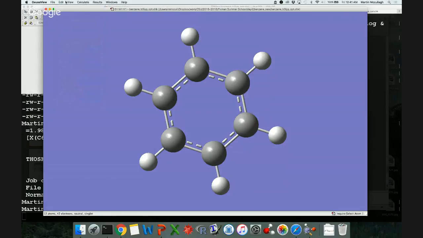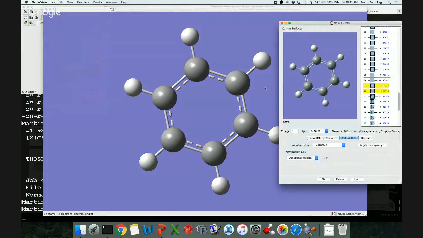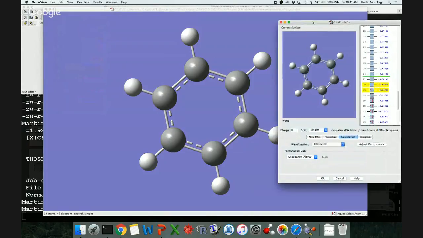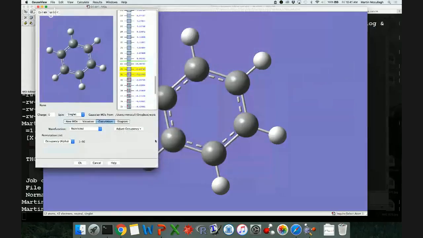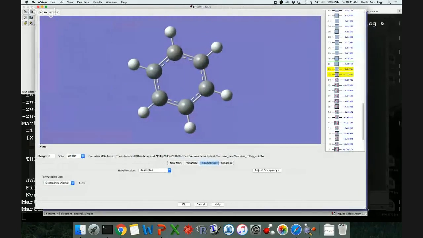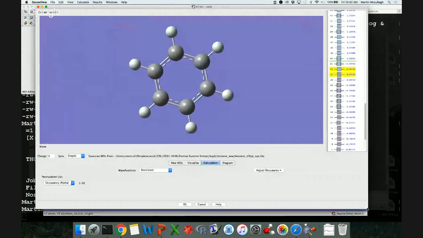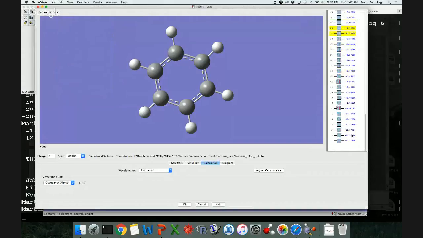We have to highlight this window, and then we edit the molecular orbitals. We should get a window that looks like this. Okay, and you see something pretty similar to what we saw for ethylene, but now more occupied orbitals. All of them are doubly occupied, which is good. And then some virtual orbitals on top of that.